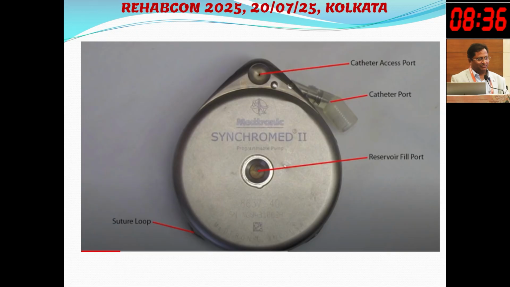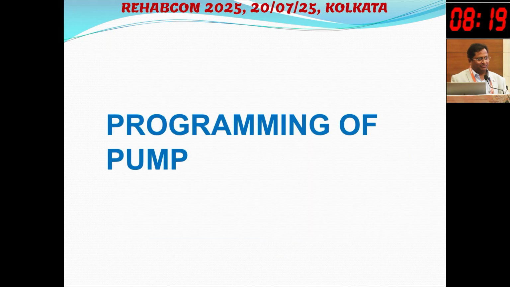It is a bit bigger view. So this is the filling port. This is the catheter access port, and this is the catheter. We connect the catheter here. So one end will be here, another end will be into the intradural space. After that, when the procedure is done, programming is the most important part.